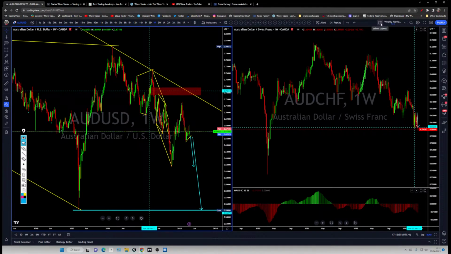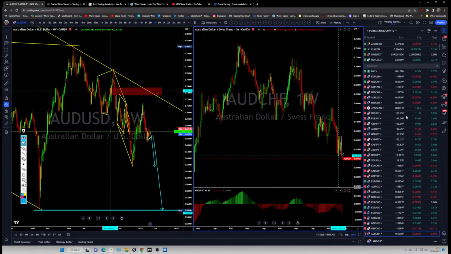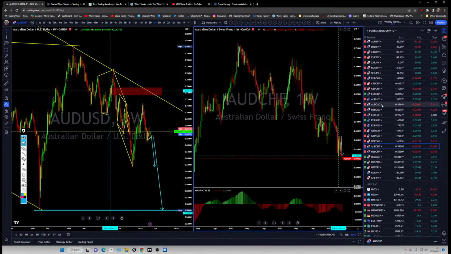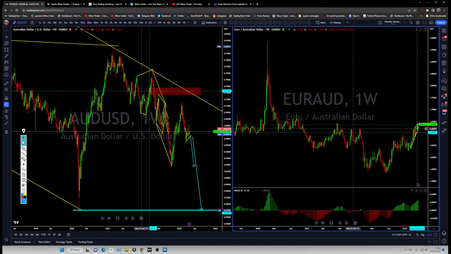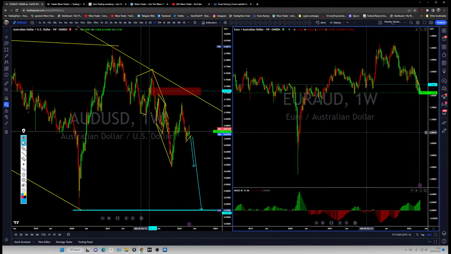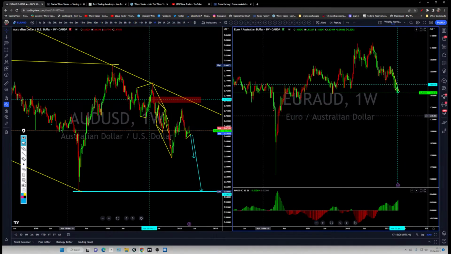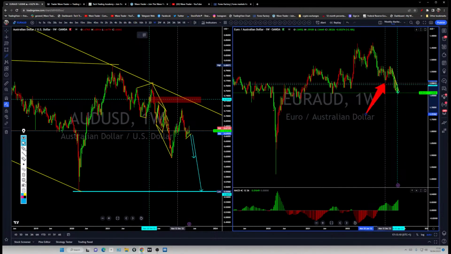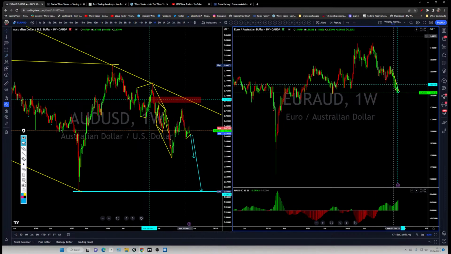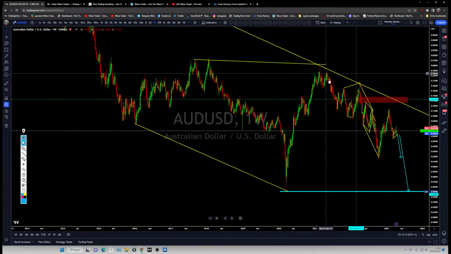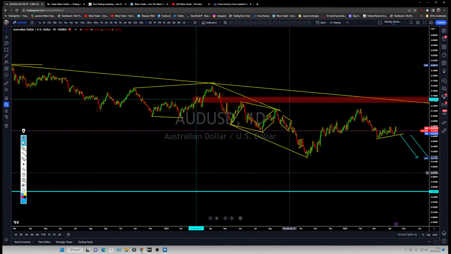Okay, so if I'm going to look at the Euro AUD, Euro AUD has already also broken out these lows or highs, we can say that. Okay, so the Australian dollar is still weaker, and we may see more downside on it.